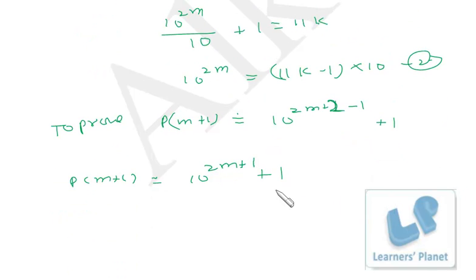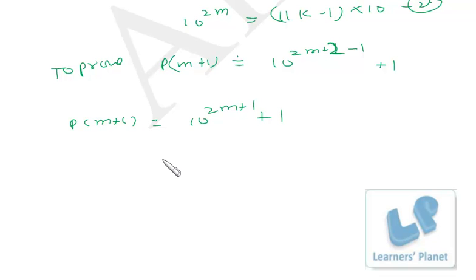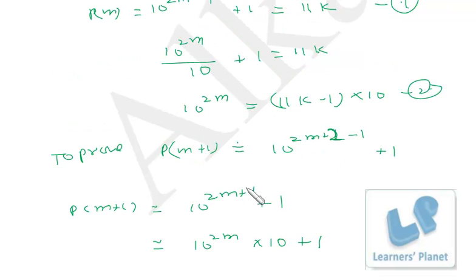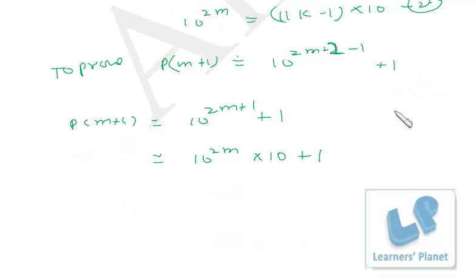Okay, plus 1. So that is Pm plus 1. So it is 10 to the power 2m into 10 plus 1. Now 10 to the power 2m we can put from here, right? 11k minus 1 into 10. So it is 11k minus 1 into 10, and this 10 also there, so it's 100 plus 1.